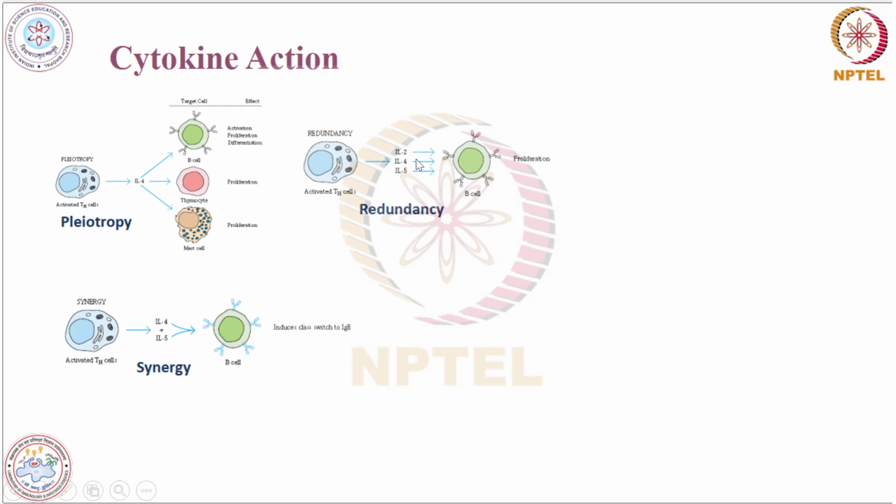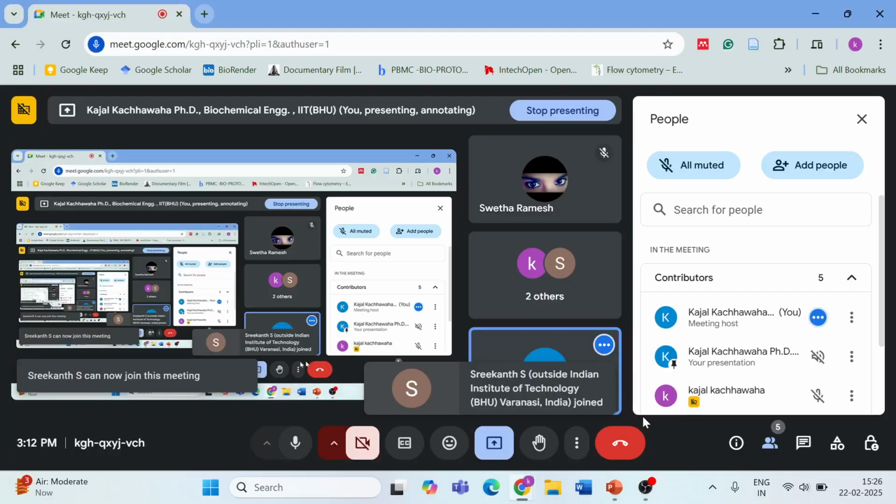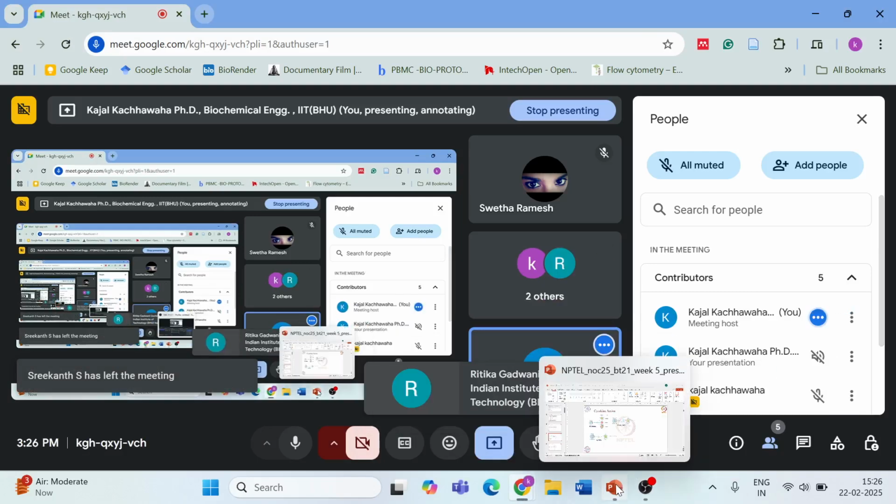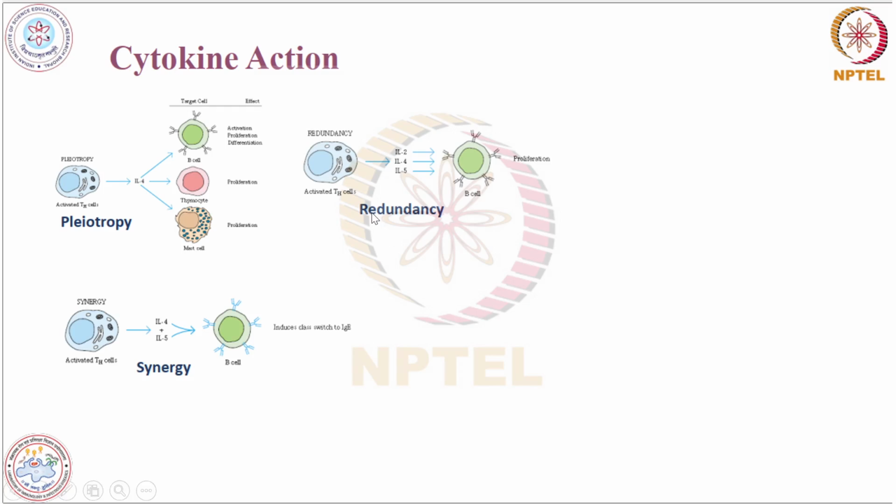And what is redundancy? It is like different types of cytokines, but same job, same effect. You can see there are three types of cytokines: interleukin 2, interleukin 4, and interleukin 5. These are all secreted by the activated T helper cells, and these are received by the B cell only. And the action from all three types of cytokines is proliferation. The B cell will proliferate, whether the cytokine is interleukin 2, interleukin 4, or interleukin 5. So this is the example of redundancy. That is, different cytokines, same job.